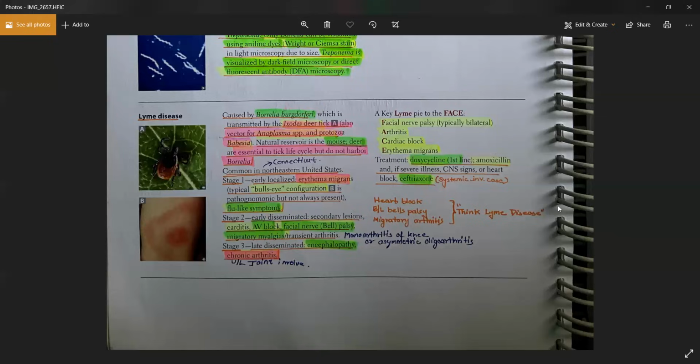Okay, so any case of heart block, Bell's palsy, and arthritis, you will always think about Lyme's disease. They will ask you the tick name, which is Ixodes. They will ask you what other bacteria or protozoa can be harbored in the Ixodes. This would be Anaplasma and a protozoa. You need to remember the location name, Connecticut. It would be easy to identify if you remember the name. Okay. Any doubt regarding this Lyme's disease?